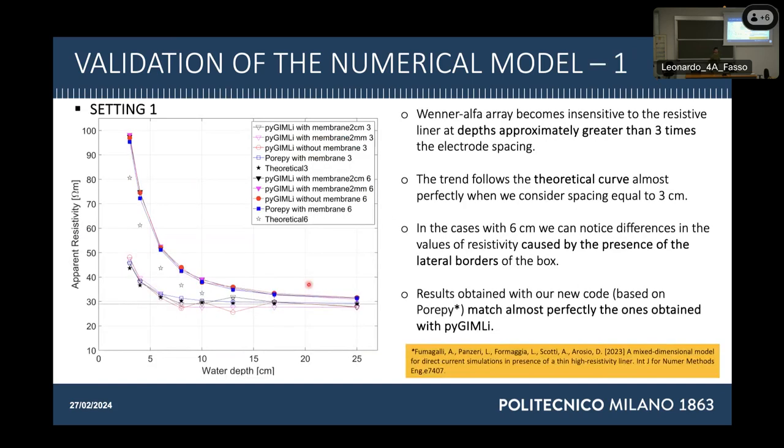Looking at setting one, these are the results in terms of values at different depths. These are the values of the resistivity measured. What we can notice is that the theoretical values, so the results obtained through the analytical solution, the results obtained through our model, and the ones obtained from other models that are available online, are matching. And so from this point, we are satisfied. We have two curves just because we consider different settings of the electrodes. In this case, we have distances of 3 centimeters between the electrodes, and in this case, we consider 6 centimeters of distance.